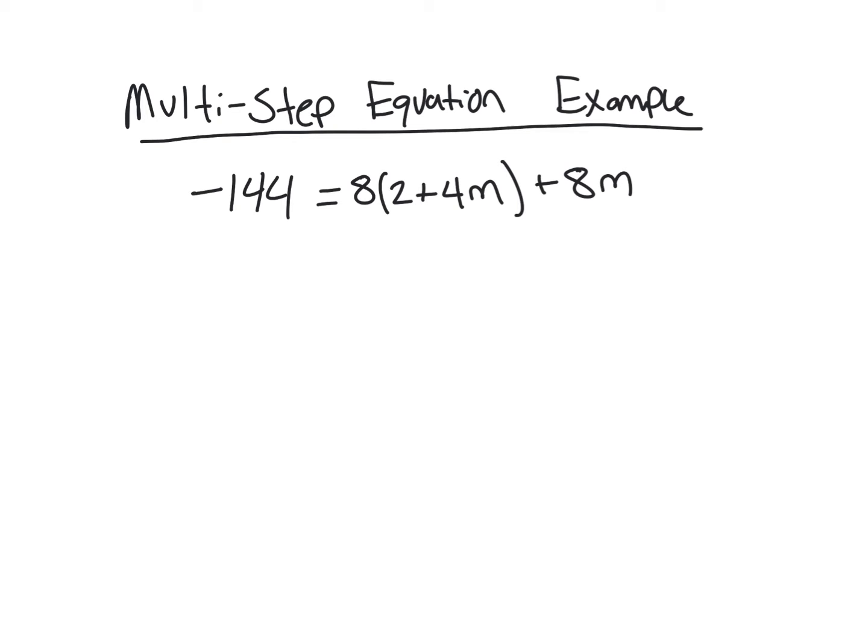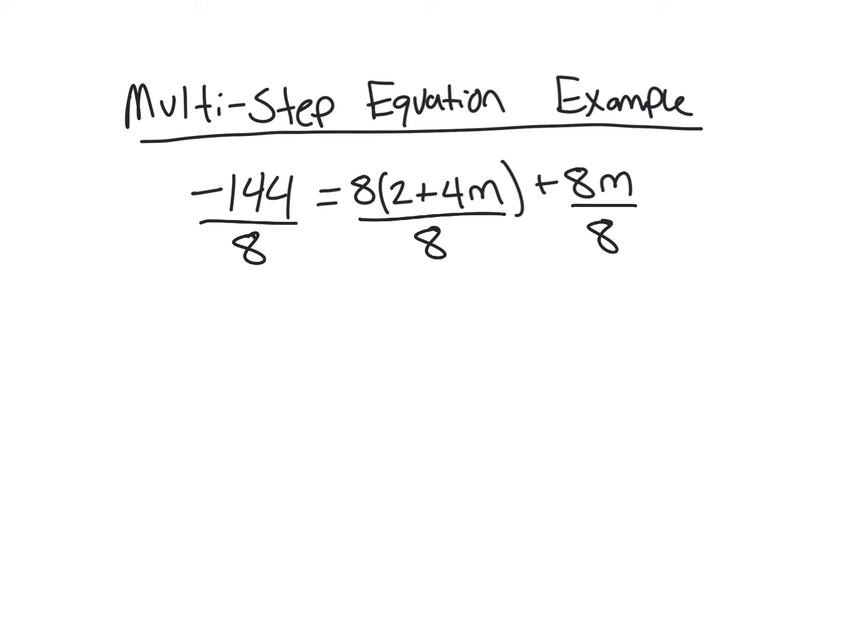So one option would be to actually divide by 8. And if we divide by 8, we have to do that to each term on the right-hand side of the equation, and we also have to do that to the negative 144. So we're going to divide by 8 here, divide by 8 here, and divide by 8 here. On the next slide, I'll show you what we could have done instead. We could have distributed that 8 inside of the parentheses, but let's see if this works out okay.